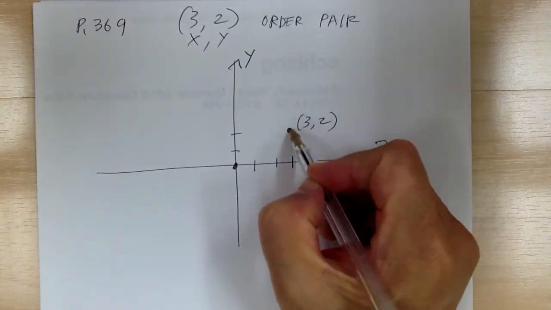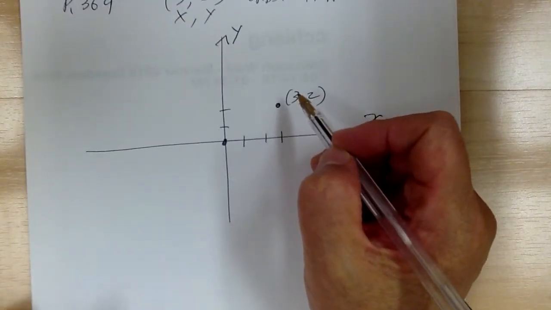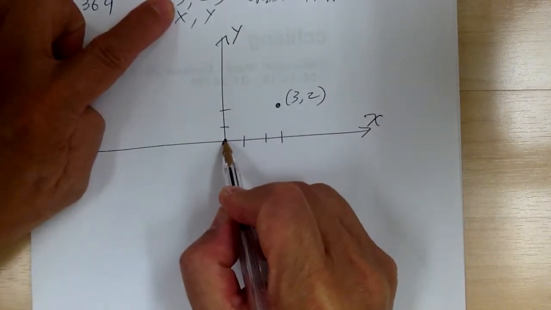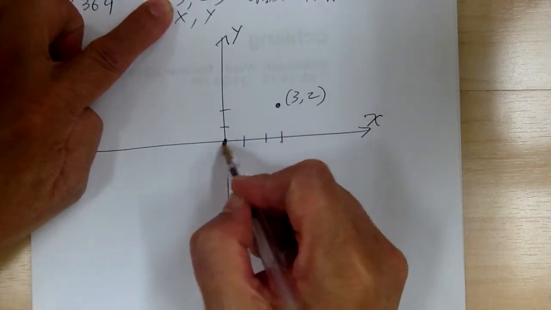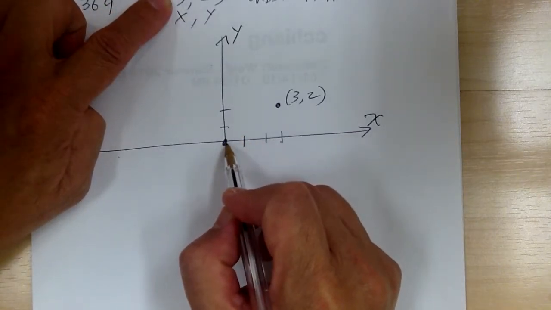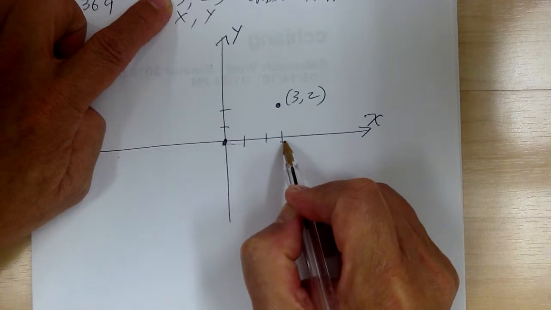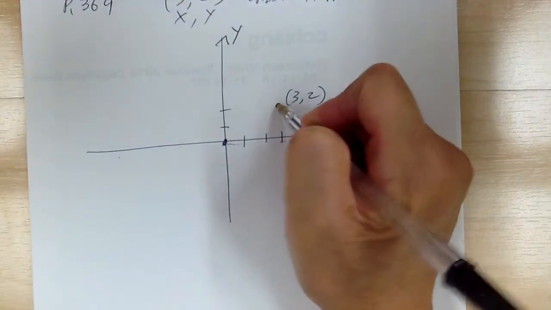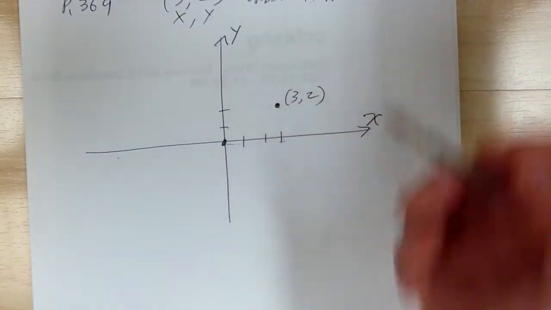Again, think about using the example of the treasure map. You're starting over here and it tells you go 3 to the right. If it's negative, you go to the left. The first number is x, so you have to go in the x direction. So you go 3 in the x direction and you go 2 in the y direction, and that's the point where the treasure would be if this is a treasure map.